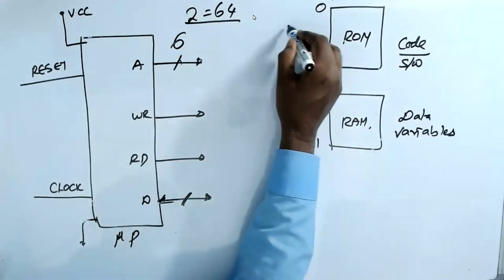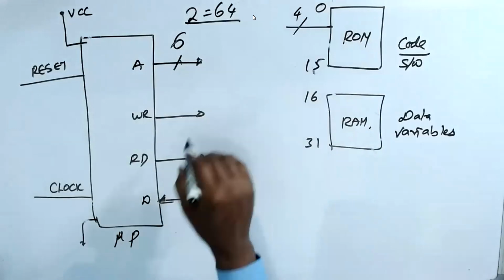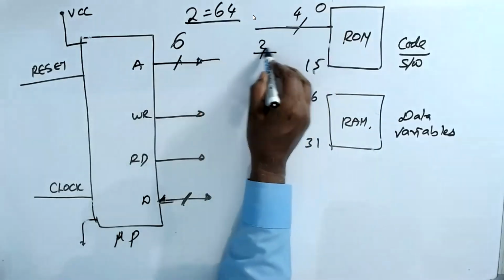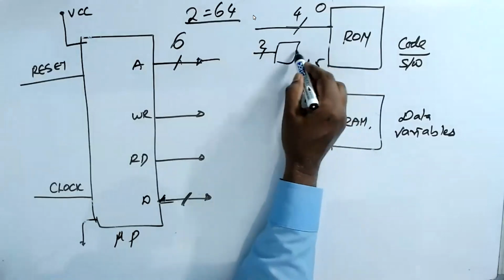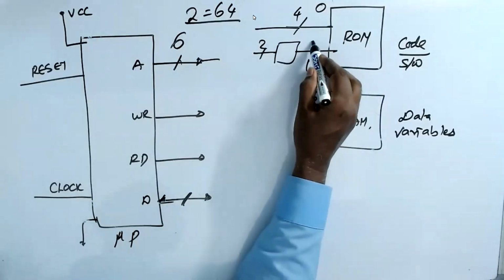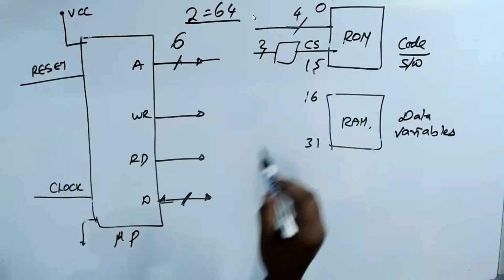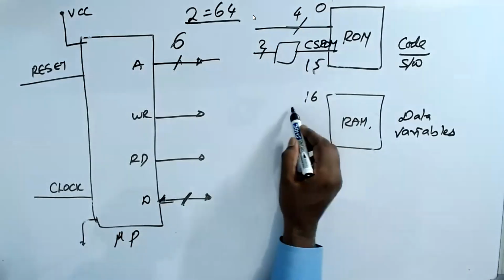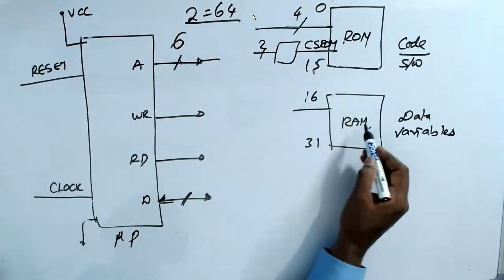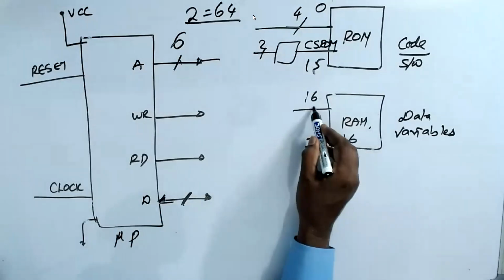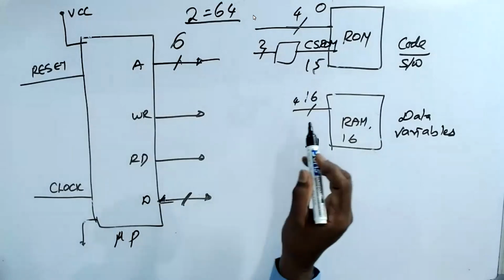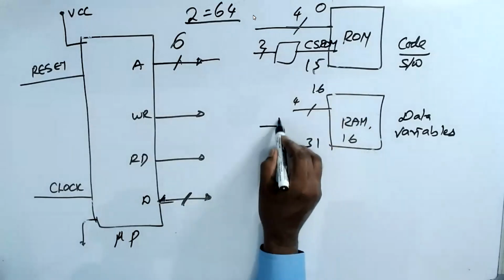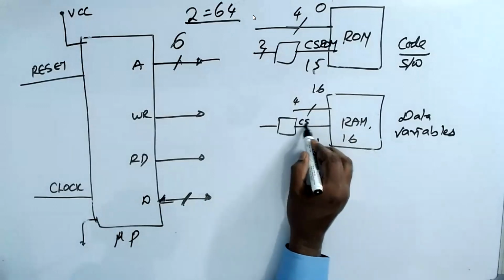That means 4 address lines. Of the 6 lines, 4 go there. Using the 2 address lines, we have a select logic, which goes to chip select, CS ROM. Then here also, this is having 4 wires because 16 bytes. And 2 go to chip select, which we call CS RAM.